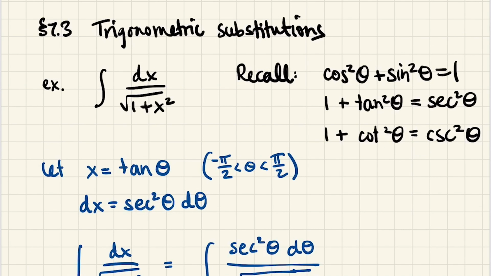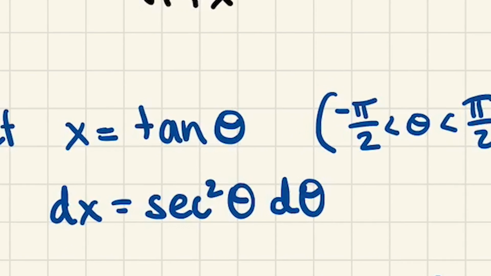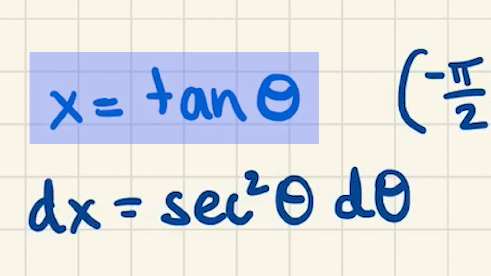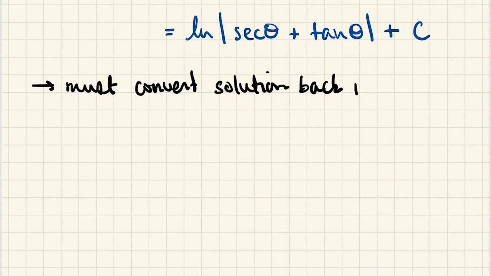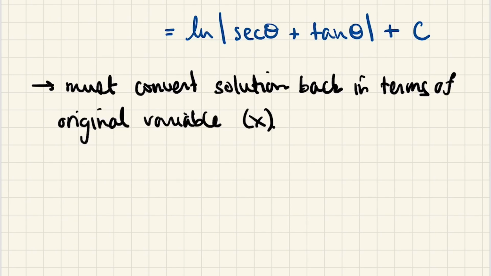However, the original problem was in x, and we of course are going to need some sort of algebraic answer whose derivative is this thing. So how do we convert our final answer back in terms of x? Well, we're going to look at this particular substitution, let x equal tangent of theta. So what was the original substitution? It was x equal tangent of theta.